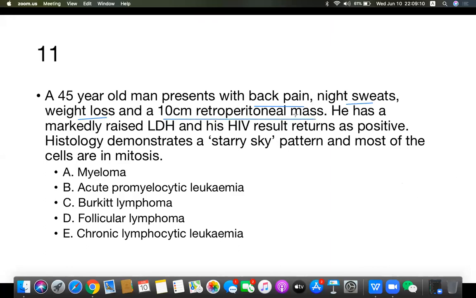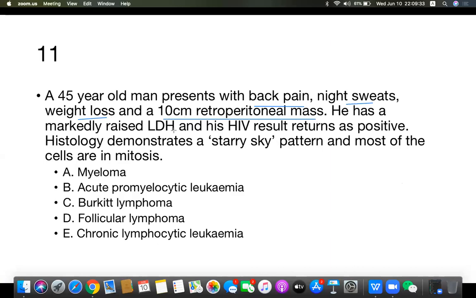Now remember, Burkitt lymphoma is a type of non-Hodgkin's lymphoma. Non-Hodgkin's lymphoma can occur commonly in 3 different areas. One is head and neck, another is thoracic cavity, or inside the mediastinum, and third is in the abdominal cavity. So this is abdominal type of non-Hodgkin's lymphoma.